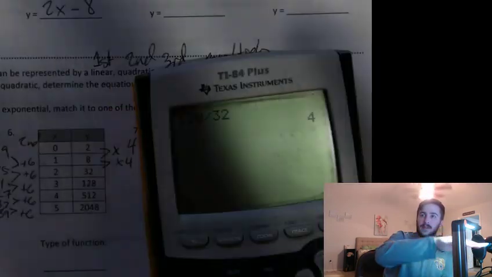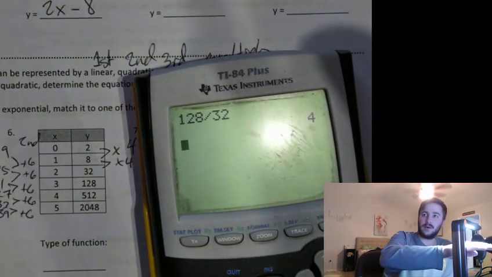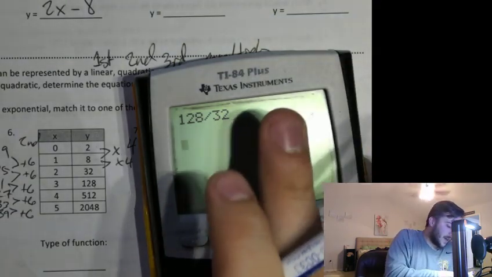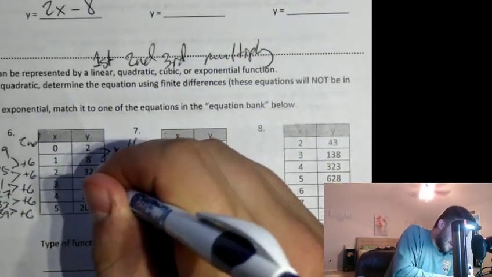Oh gosh, you can't see that at all. Boy, my lighting is just awesome today. All right, so 4. That means this is a times 4.